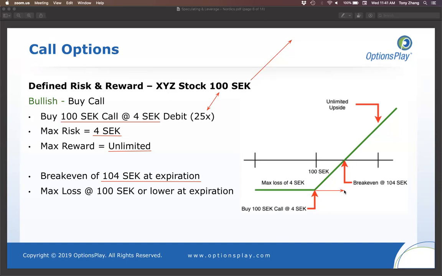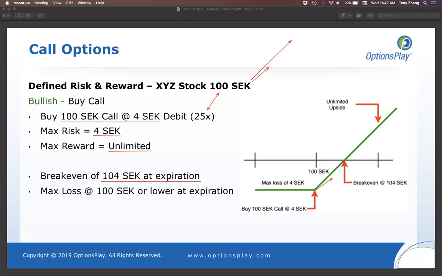Which means that it only makes sense for me to buy a call option if I think this stock is going to move 5%, 6%, 7% before the expiration date. If it doesn't move by that amount, I either break even or I actually lose money. And that's one of the biggest challenges of trading options: not only do you have to call the direction of the stock correct, you also have to call the magnitude.